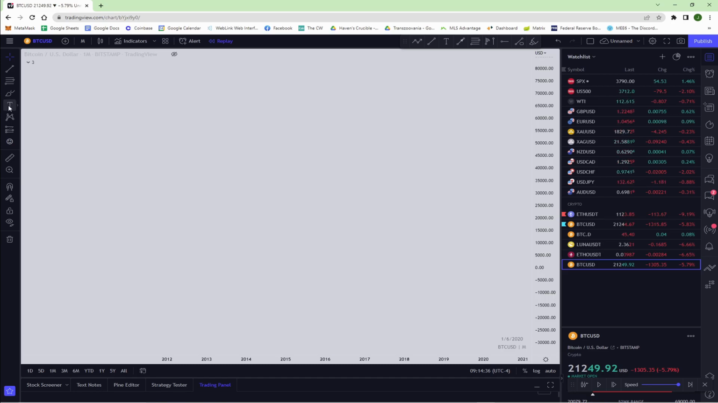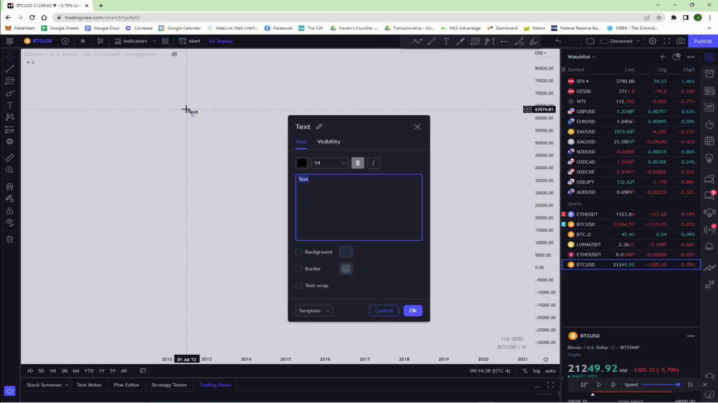Today we're going to be talking about market structure. There's a lot of different terms and things to go along with this, but basically we're going to be looking at what swing traders use and how they do it. So let's go ahead and write that down too.